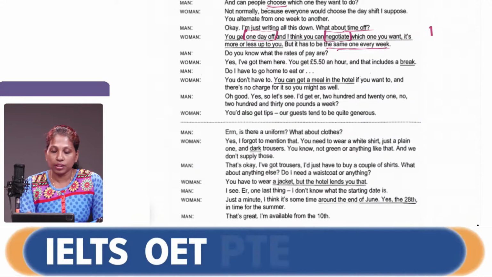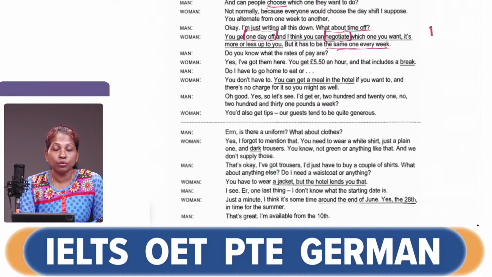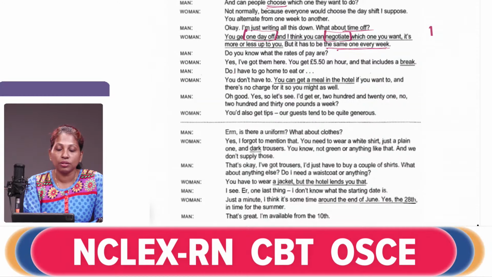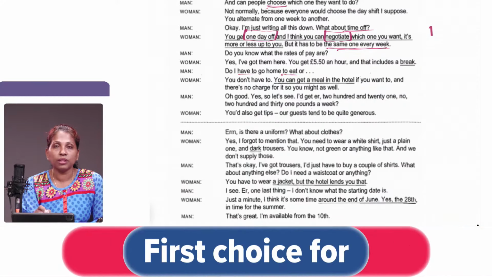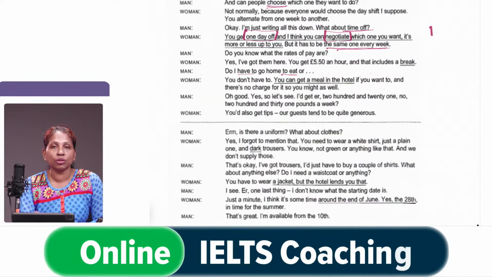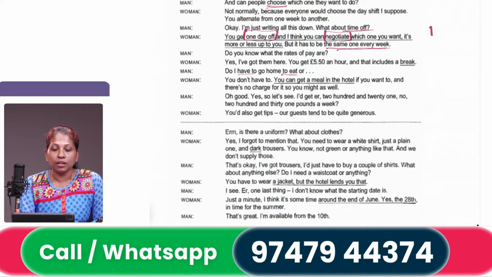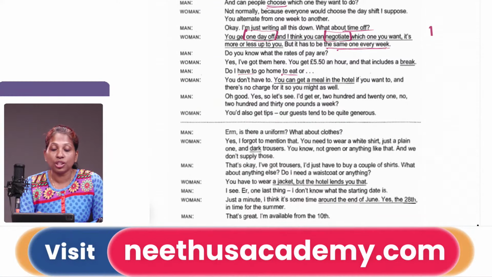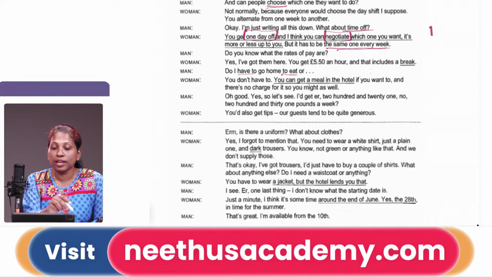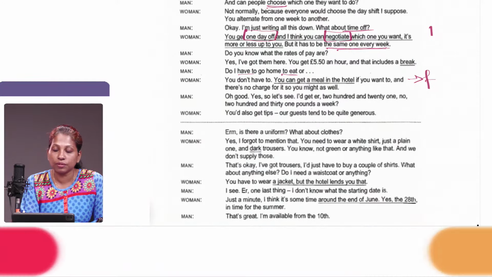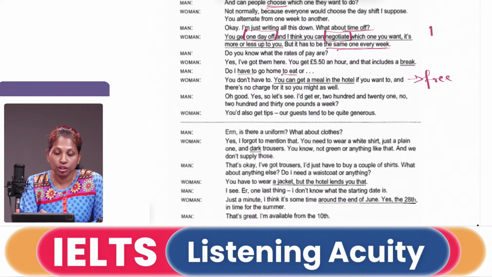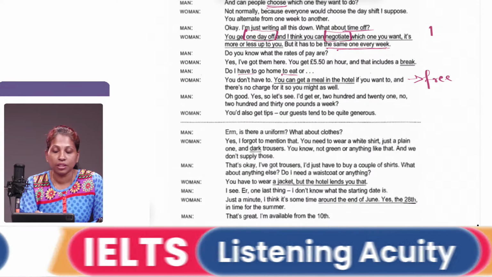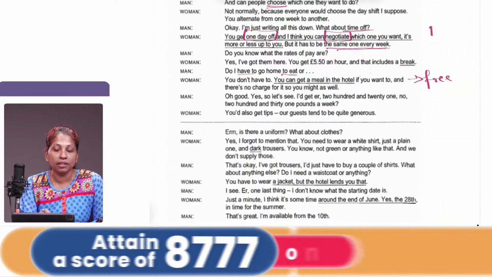Do I have to go home to eat? So he says, do I have to go home to eat? That means maybe he will have his lunch, dinner, or whatever, depending upon his shift. So the question is, should I go home to eat? You don't have to. You can get a meal in the hotel if you want to, and there's no charge for it, so you might as well. So that means the meal which you get is free of cost, right? The meal which you're getting at the hotel during your shift timings is free of cost. You can get a meal in the hotel if you want to.